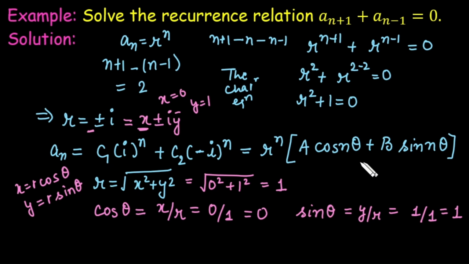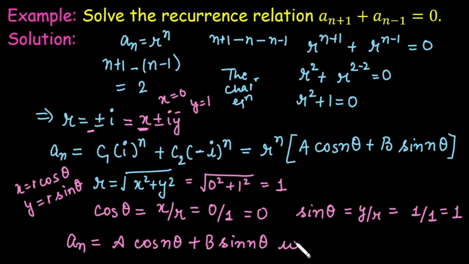And this is what we need to write at the end, that is equal to a times cos(nθ), because we have substituted the value of r as 1, plus b times sin(nθ), where cos θ is equal to 0 and sin θ is equal to 1.